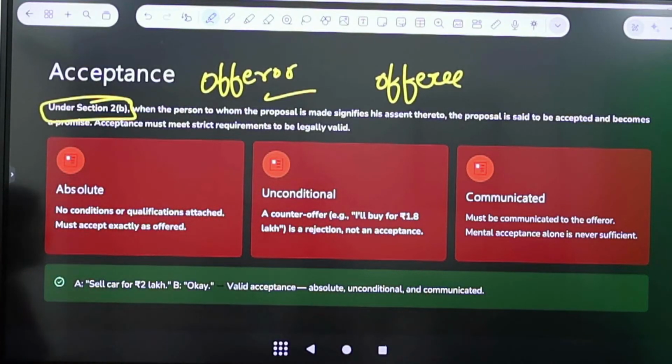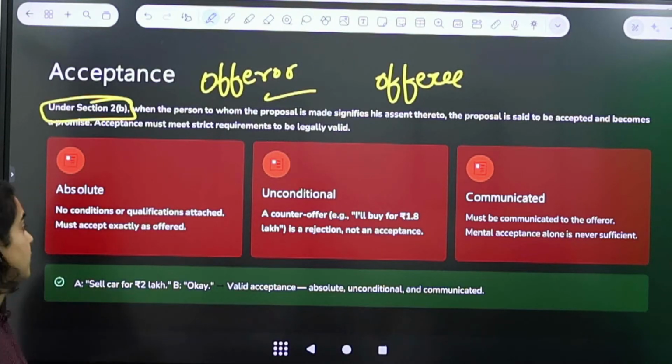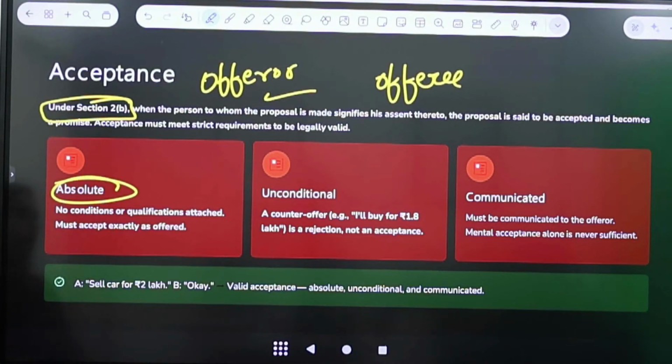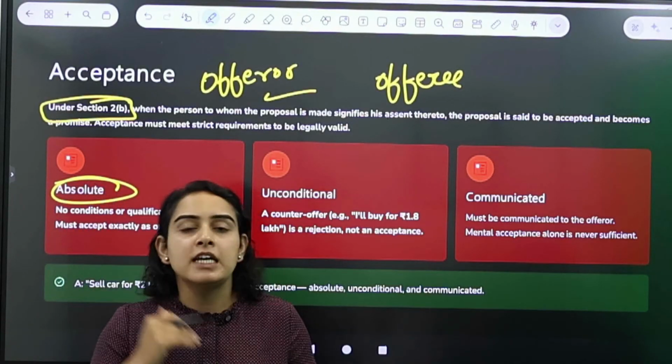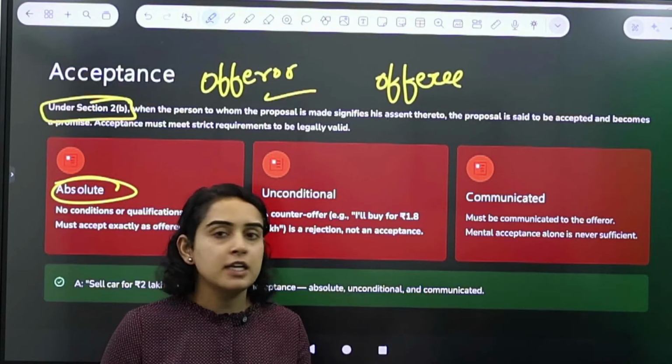Now there are certain conditions for a valid acceptance. First of all, it should be absolute. It means that it should not be conditional. If there are any conditions attached to it, then it is not an acceptance.